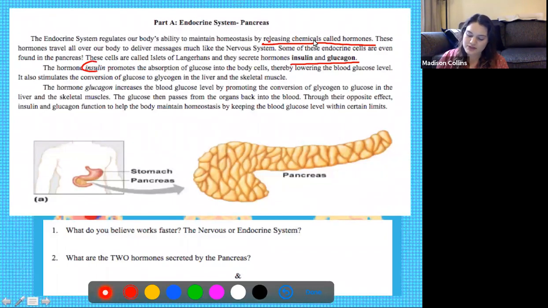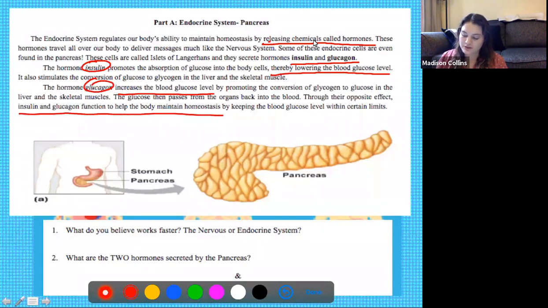The hormone insulin promotes the absorption of glucose into the body cells, thereby lowering the blood glucose level. It also stimulates the conversion of glucose to glycogen in the liver and in the skeletal muscle. The hormone glucagon increases the blood glucose level by promoting the conversion of glycogen to glucose in the liver and the skeletal muscles. The glucose then passes from the organs back into the blood. Through their opposite effects, insulin and glucagon function to help the body maintain homeostasis by keeping the blood glucose level within certain limits. So now, using that information, let's answer question number 1.